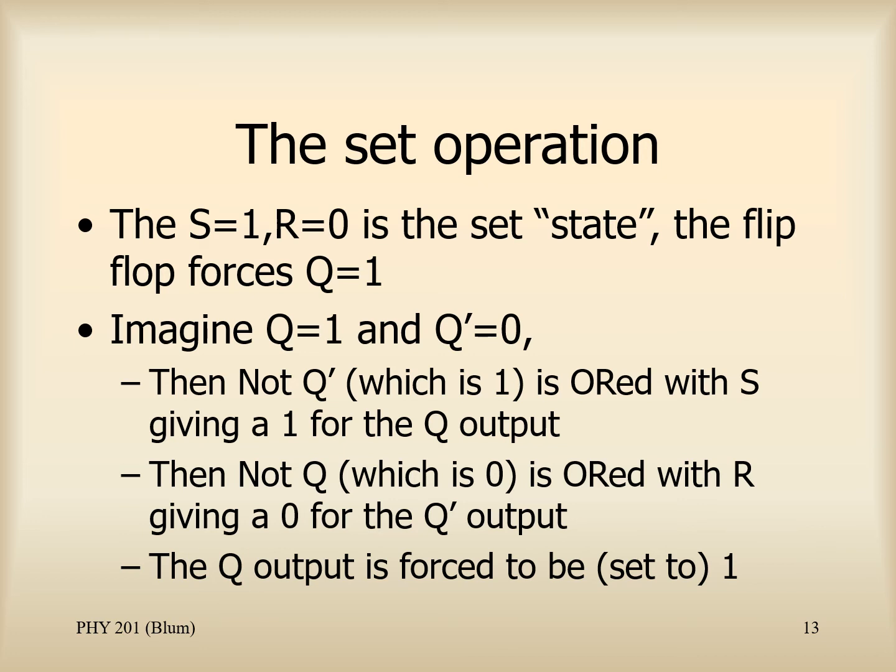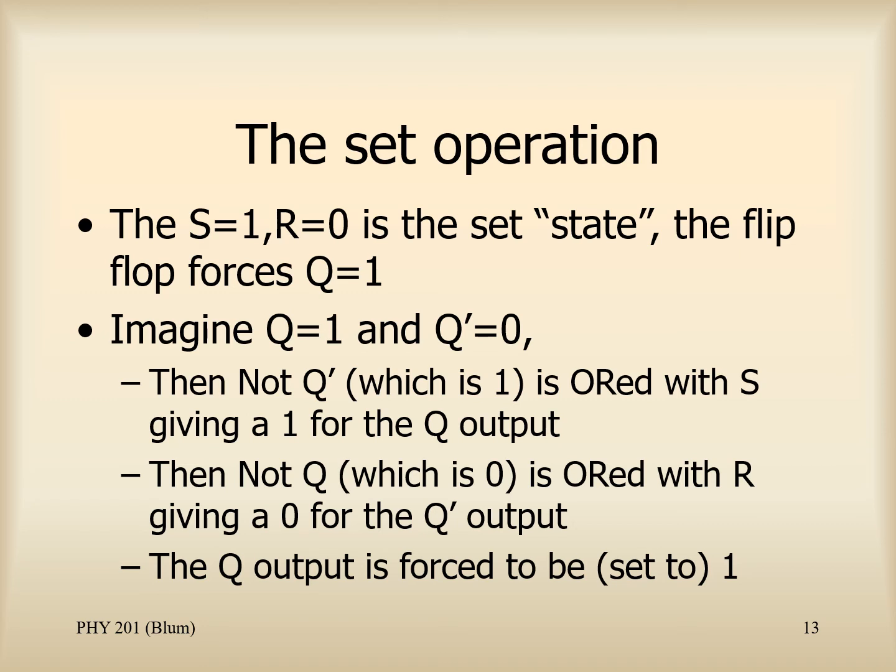Let's just go through the argument to be sure. Q prime was a 0, not Q prime is a 1. That 1 gets ORed with S, which is also a 1, 1 OR 1 gives you a 1 for the Q output. The Q output is a 1. Inverting it, not Q, gives a 0. That 0 is ORed with the R, 0 OR 0 gives a 0, so the Q prime is a 0.